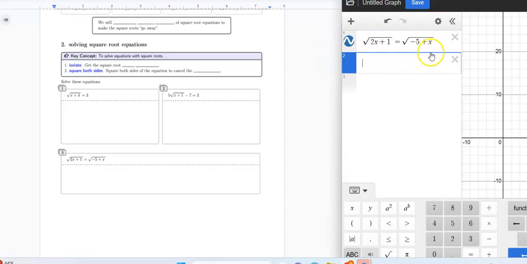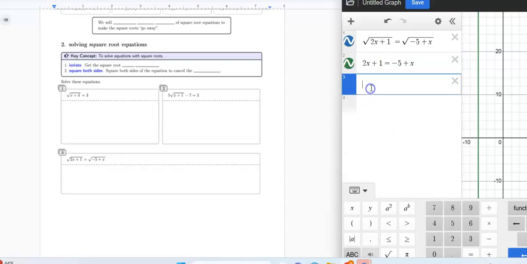So if you square both sides, if you square the left side, the square root symbol disappears. If you square the right side, the square root symbol disappears. And you get this. And now you have an easy solve for x problem. Like you would subtract x from both sides. You would subtract 1 from both sides, and x is -6.